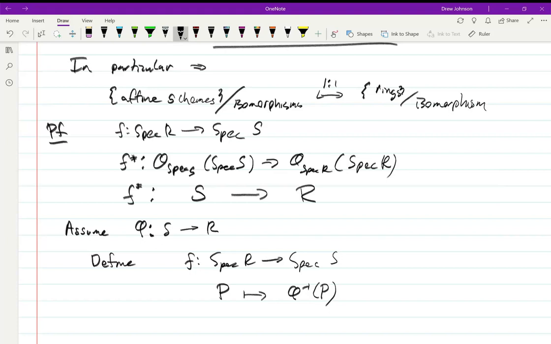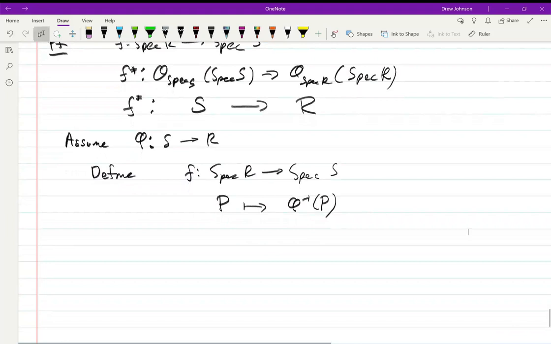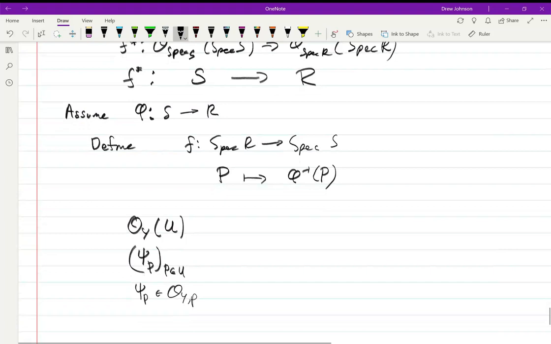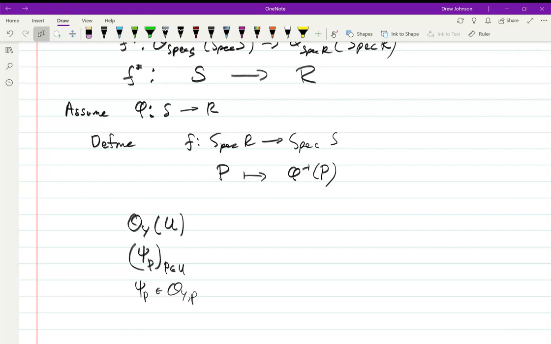All right, and to define the map on structure sheaves, let's look at OY of U. What are sections here? So remember our definition of the structure sheaf. These are elements, let's say, psi P for all points P in U, where psi P are elements of OY,P. And of course, these have to satisfy some compatibility condition. They have to be given locally by quotients of regular functions, but let's not worry about that right now. Let's just talk about the map. So this is supposed to map into OX of F inverse of U.